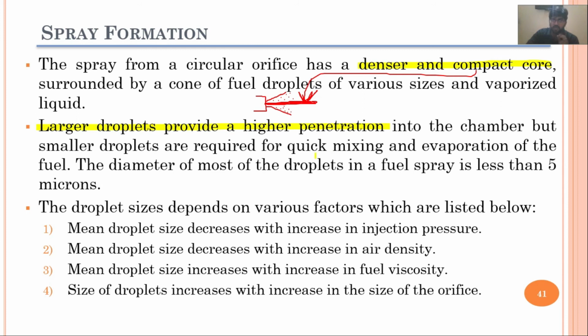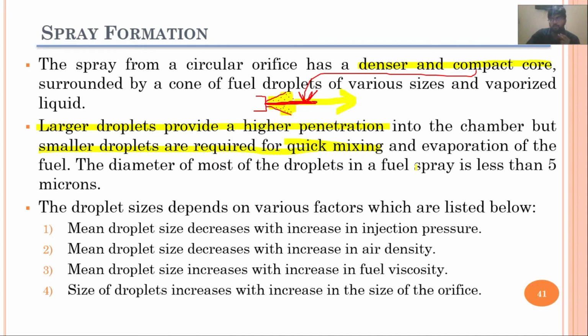But if we have smaller droplets, we can have a quick mixing and a better dispersion of these smaller droplets. So these surrounding droplets would be dispersing across the combustion chamber, and this compact core would be penetrating across the combustion chamber to ensure that throughout the combustion chamber we have a mixture which is quite close to the homogeneous mixture.